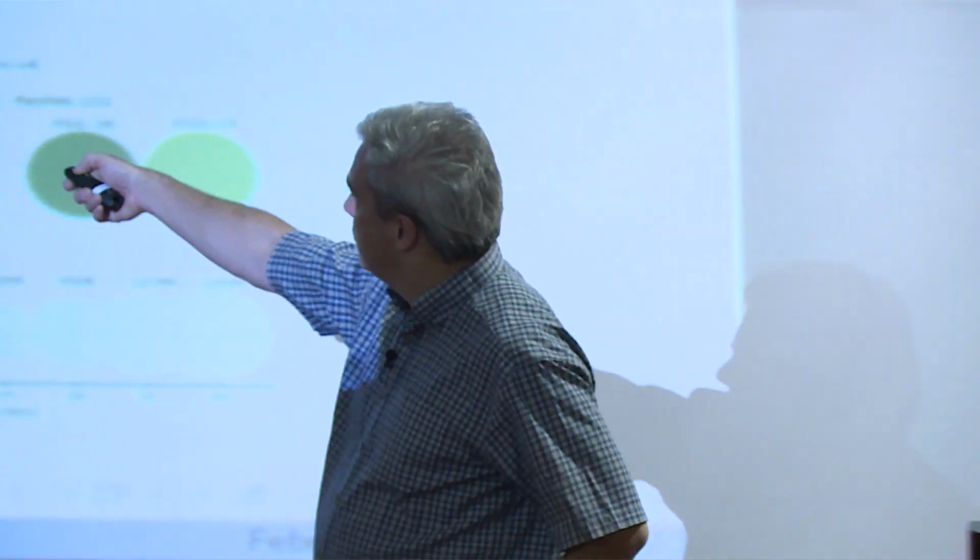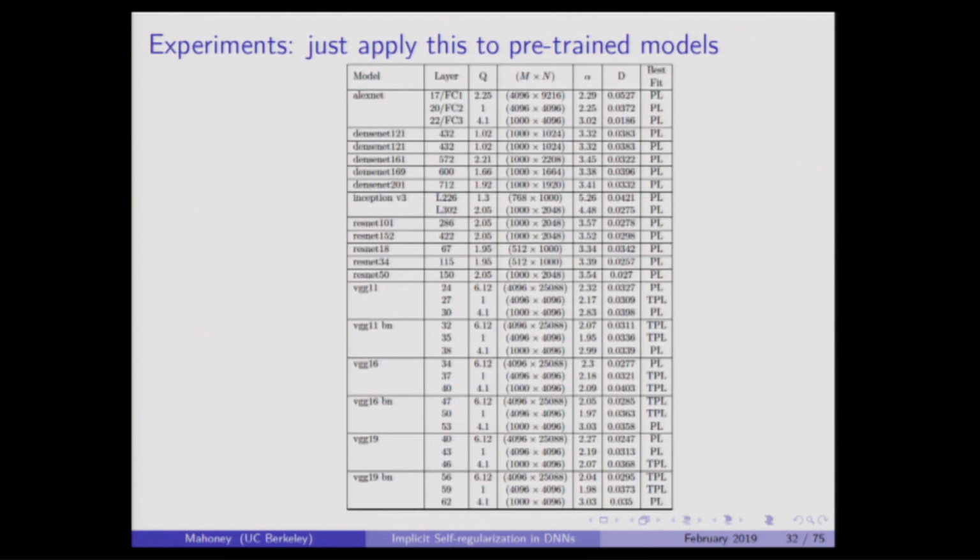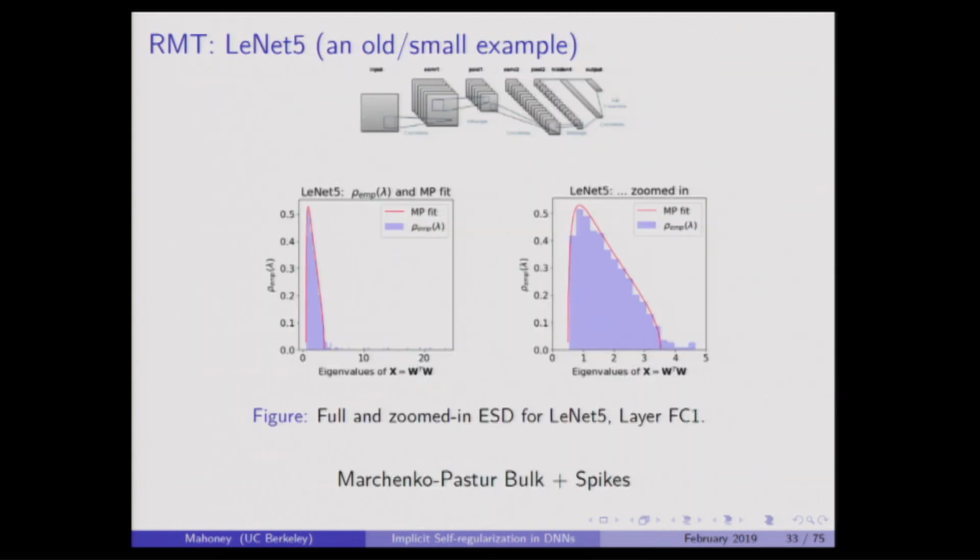LeNet 5, 1998, was state of the art. This is when you handwritten digits. So LeNet 5, and AlexNet in 2012, and everything after that, we'll see is qualitatively different. Here's just to show that there's a range of models and a range of different sizes, with hundreds of millions of parameters and billions of parameters. Here's a table of numbers that say we're good at something.